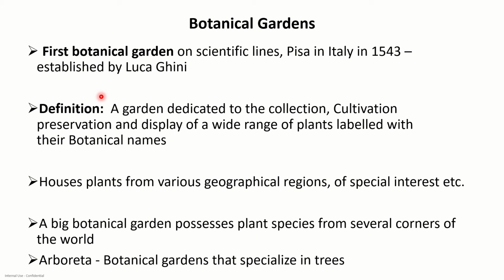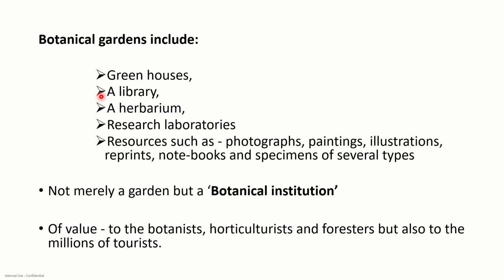Arboreta, what is that? A botanical garden that specializes in trees. That means woody trees. Mainly we focus on woody trees here. Next we'll come to what a botanical garden includes. This term includes greenhouses, a library, a herbarium, research laboratories, resources such as photographs, paintings, illustrations, reprints, notebooks, and specimens of several types.